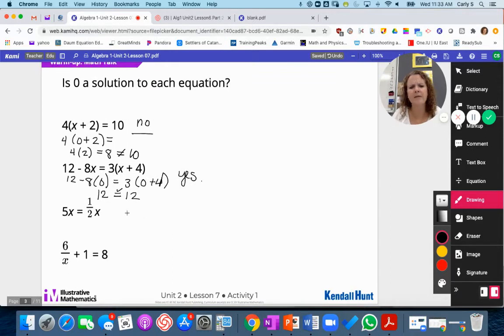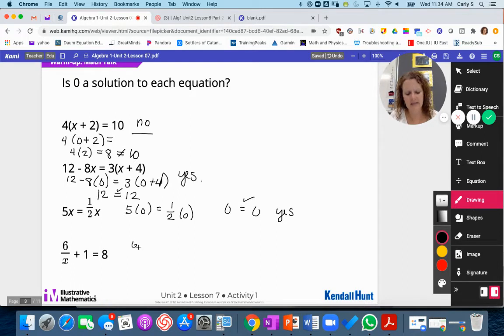All right, here, if I substitute 0 for x, I get 5 times 0 plus 1/2 equals 1/2 times 0. Okay, what do we think about that one? 5 times 0 is 0. 1/2 times 0 is 0. Okay, does that look like it's a yes? Because that is a true statement.